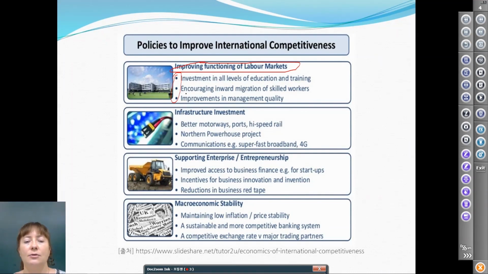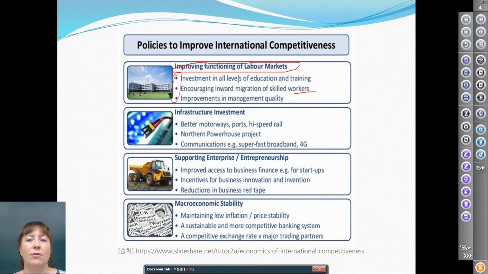Another issue that may help us to be more successful with international competitiveness is the second one, encouraging in-work migration of skilled workers. So just keep the skilled workers inside your project, inside your company, inside your country. If you have some kind of outflow of the skilled labor force, it's not an appropriate way to rise and develop technologies, because you lose the relevant skills, you lose competitiveness.